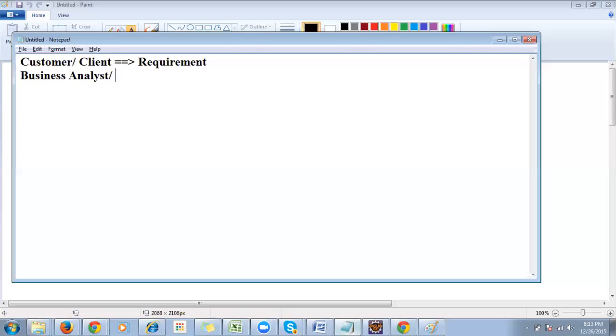Okay, we also have one more person called a product analyst. What is the difference between the business analyst and the product analyst? Okay, there are two types of companies: one is a service based company, another is a product based company. What is a service based company, and what is a product based company?